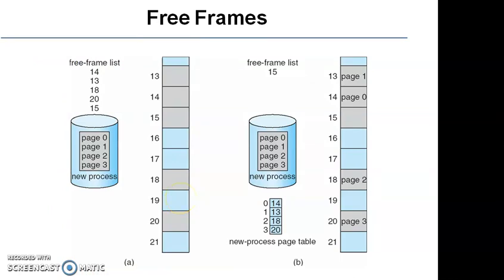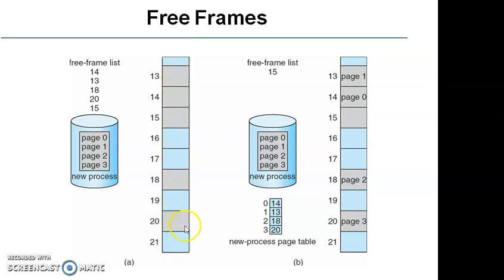Let us see the free frames. In the diagram, you can observe that we have the free frame list here: 14, 13, 18, 20 and also 15. And a new process arrives in the system which requires 4 pages. Now this is the main memory which is initially free.